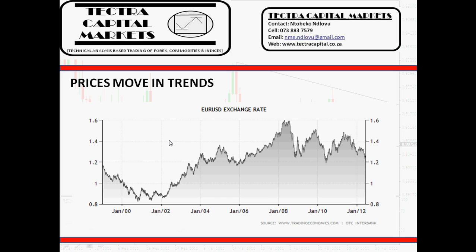This is an example of prices moving in trends in the forex market. This is a graph of the euro versus the United States dollar from its inception back in 1999.